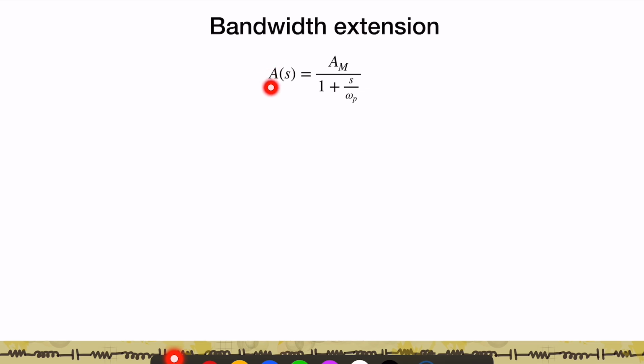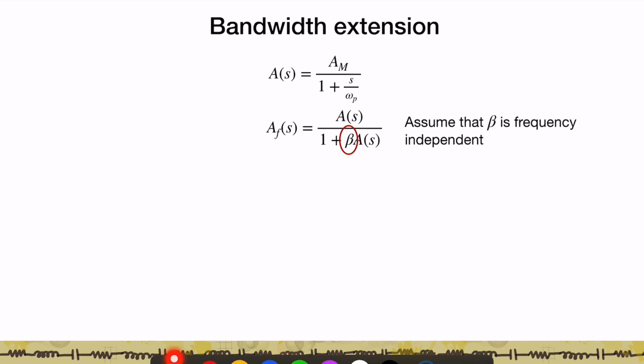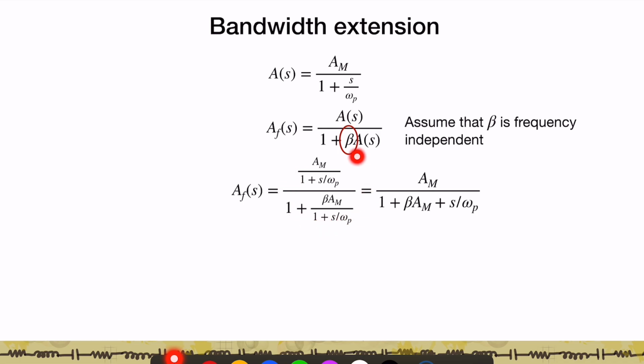So let's assume that we have the open loop gain A as some single pole circuit. So we can use a dominant pole expression. So I can talk about a midband gain A_M divided by 1 plus S by omega P, where omega P is the pole of the circuit. Now if I look at the feedback gain, it's going to be given by A(S) by 1 plus beta A(S), and here I'm making the assumption that this beta is frequency independent. So when I do the math, I get Af(S) as A_M by 1 plus beta A_M plus S by omega P.